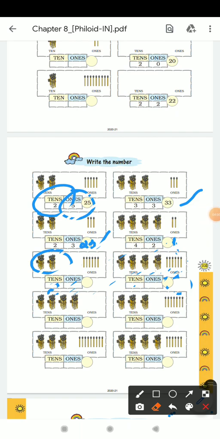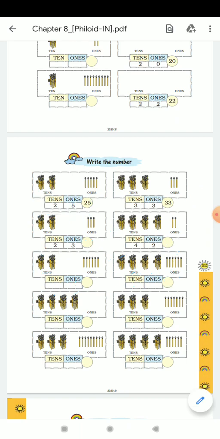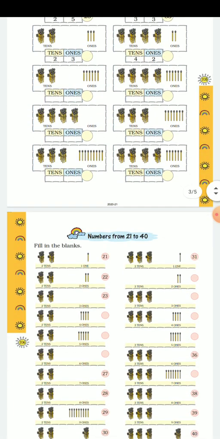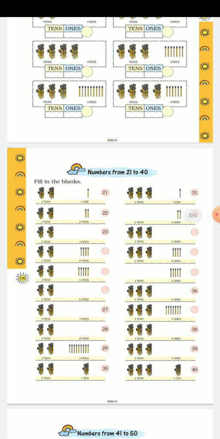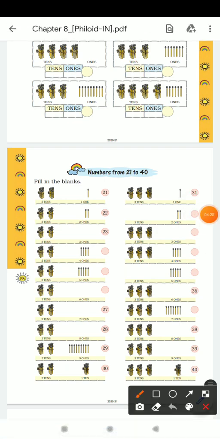Now in the second page, the next page, here we have numbers from 21 to 40. As you can see here, if the bundle is not there, then you have to write the bundles also. But here we have two columns, that is tens and ones. So here we have to write the number according to the given bundles.